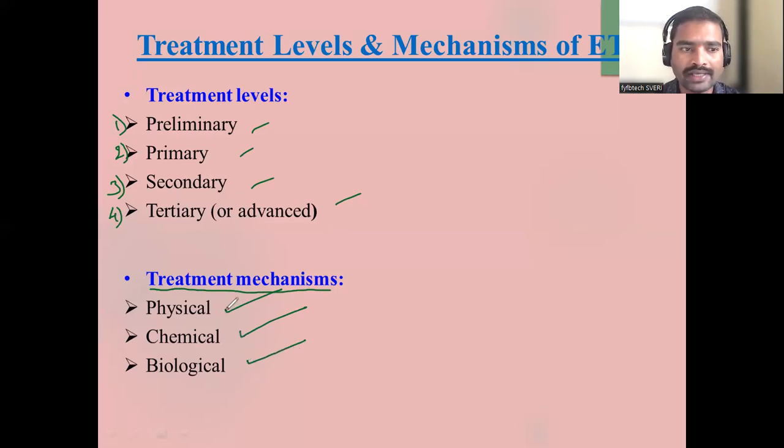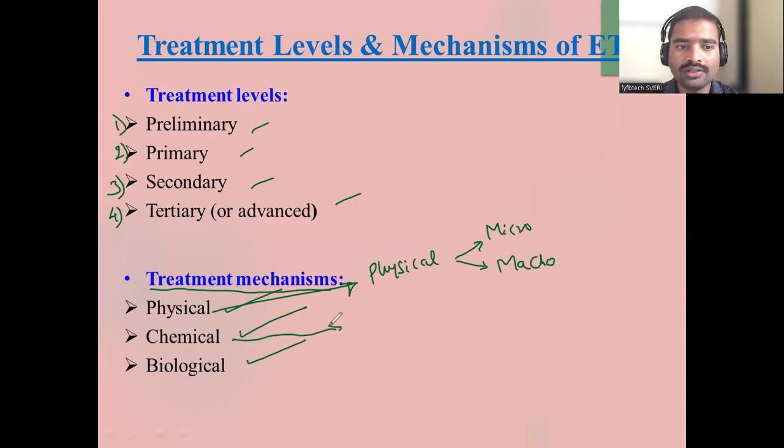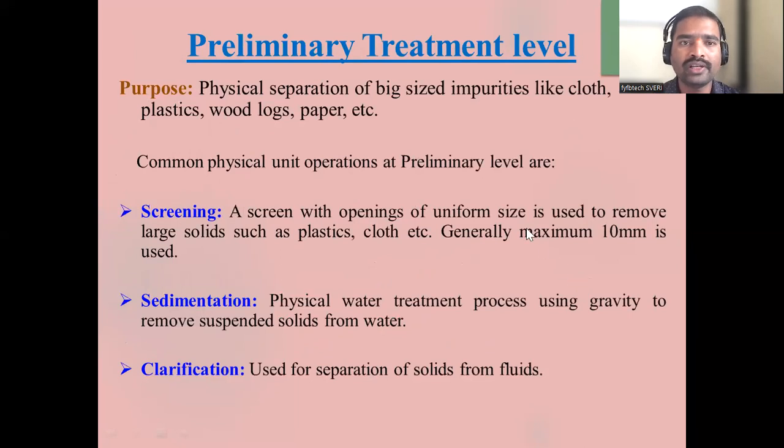In the physical mechanism, which type of materials are removed? All the physical matters. So what are the physical matters? That may be microparticle, or that may be macroparticle. Okay. In the chemical, all the ionic substances. In the biological treatment, it is all the organic matter. Organic matter is removed. Is it correct? Yes, sir. Okay, so again we have seen in the preliminary treatment.